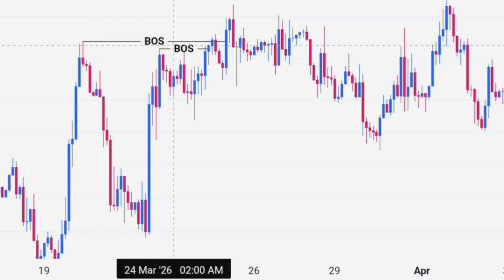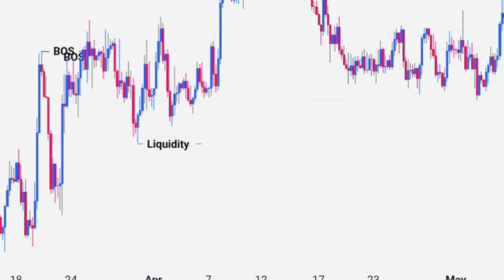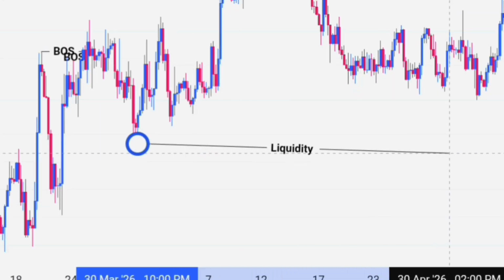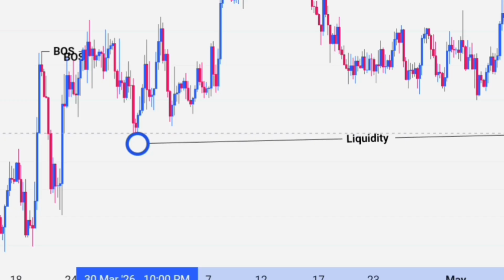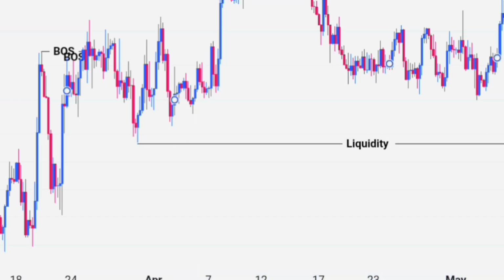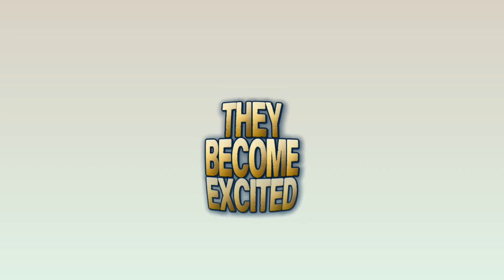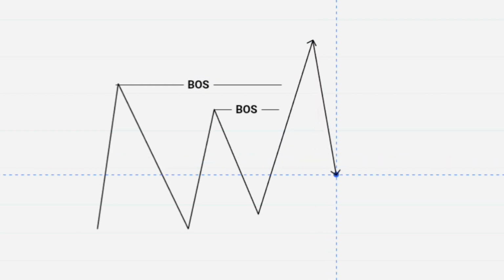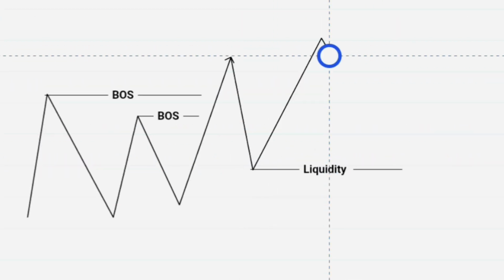Let me show you an example on GBP CAD. Here, after multiple breaks of structure, the first retracement often becomes liquidity. And from my experience, the market frequently comes back to take that liquidity before continuing higher. Now think about what this means. Most traders see multiple breaks of structure, they become excited and enter too early. But the market still wants liquidity. So instead of continuing immediately, price made a first retracement and later it came back to take it out.